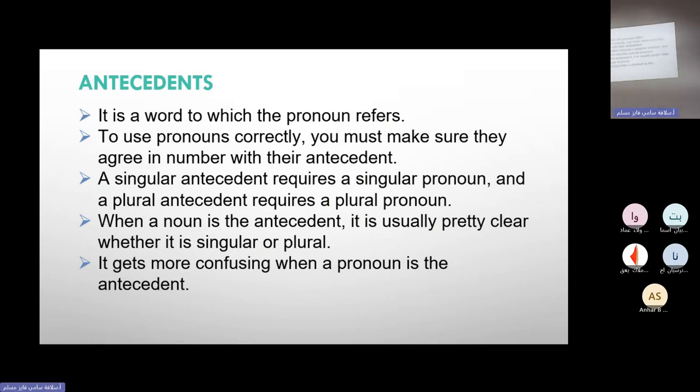A singular antecedent requires a singular pronoun. Okay? And a plural one needs a plural pronoun. When a noun is the antecedent, it is usually pretty clear whether it is singular or plural. It gets more confusing when a pronoun is the antecedent.